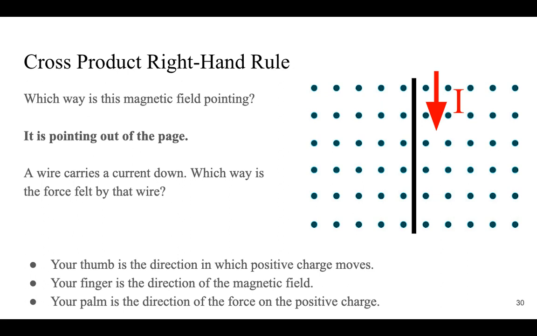So I purposely made this kind of an awkward one. You should have your elbow out in front of your face, your fingertips probably right about at your nose, and your thumb pointing down. So which way is the force felt by the wire? Well, which way is your palm going? Your palm is going to the left. So that's the direction of the force.